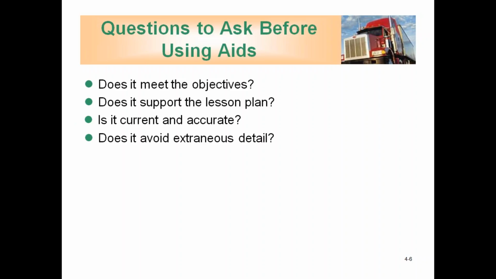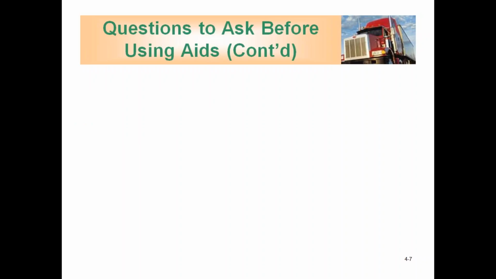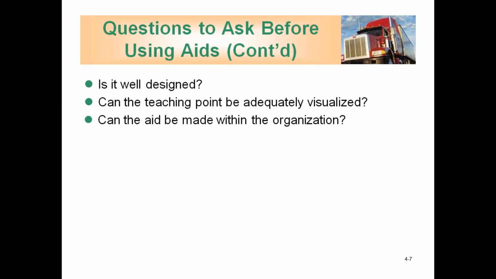Does it avoid extraneous details? That means there are no extra details, no hodgepodge of data over there. Now, what are the questions to ask before using it? This is a continuation. Is it well designed? Can the teaching points be adequately visualized? Whatever the teaching point is, can it be perfectly visualized as per the student scenario, not as per the teacher scenario?